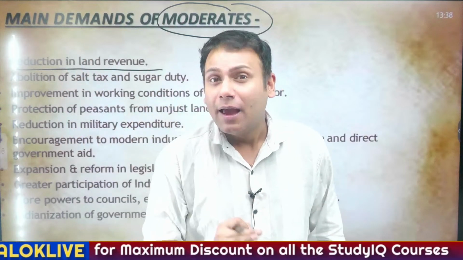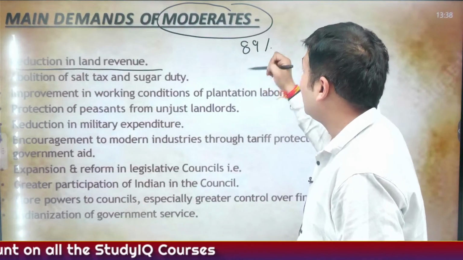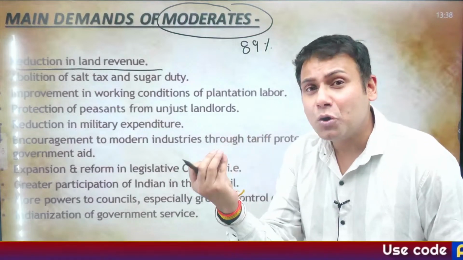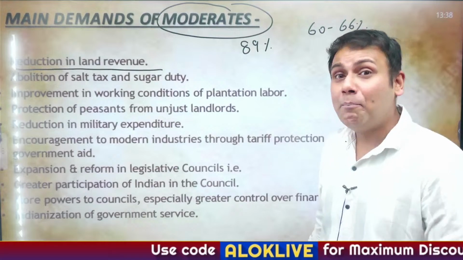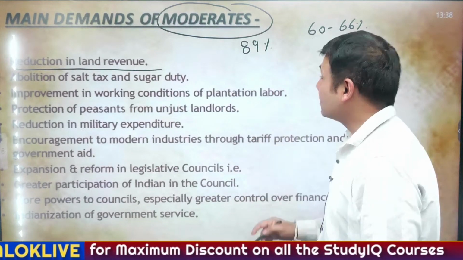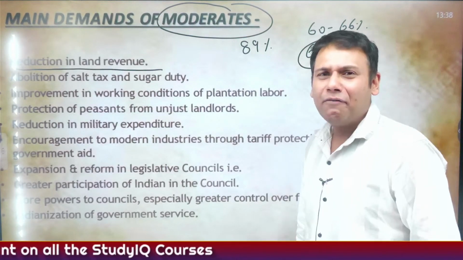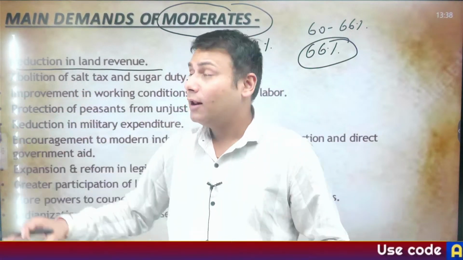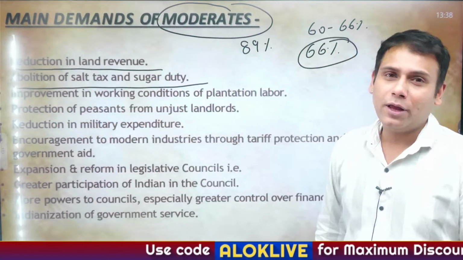Precisely speaking, in the Zamindari system, we have seen that 89% of the revenue went to the company. In the Rayatwari system, the average revenue on fertile land was 60 to 66%, and on barren land, it was 40 to 45%. Under the Mahalwari system, the average tax was 66%. So the land revenue was exorbitant. It was quite heavy. So here: reduction in the land revenue, abolition of salt tax and sugar duty.